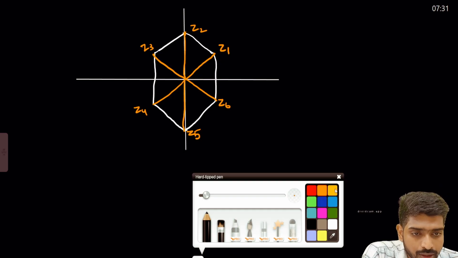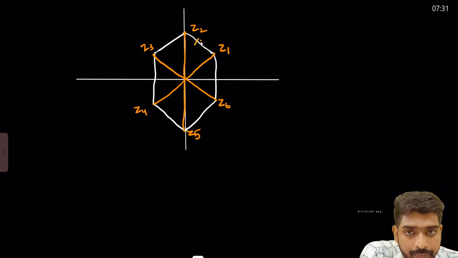Got it? As this is a regular six-sided polygon, all angles will be equal, right? So all angles will be 60 degree. Got it?